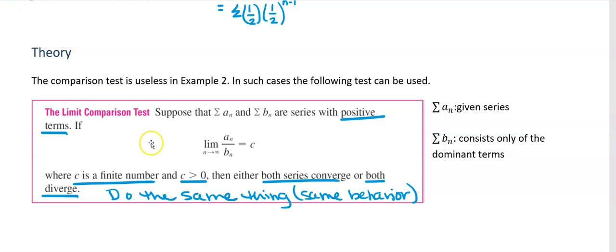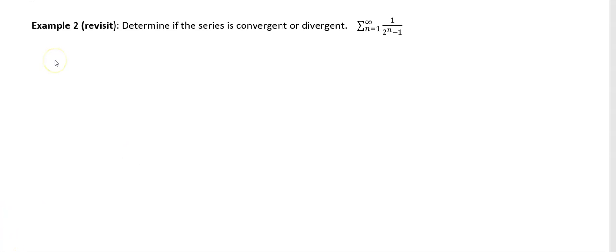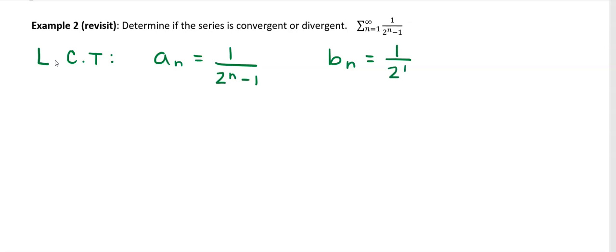Okay, so let's see what this would look like with a revisit to example 2. So here we're going to try the limit comparison test, and we know that A sub n is 1 over 2 to the n minus 1, and from above we're going to compare it to our B sub n, which is either considered 1 over 2 to the n, or we also wrote it as 1 over 2 to the n minus 1. But again, those mean the same thing.